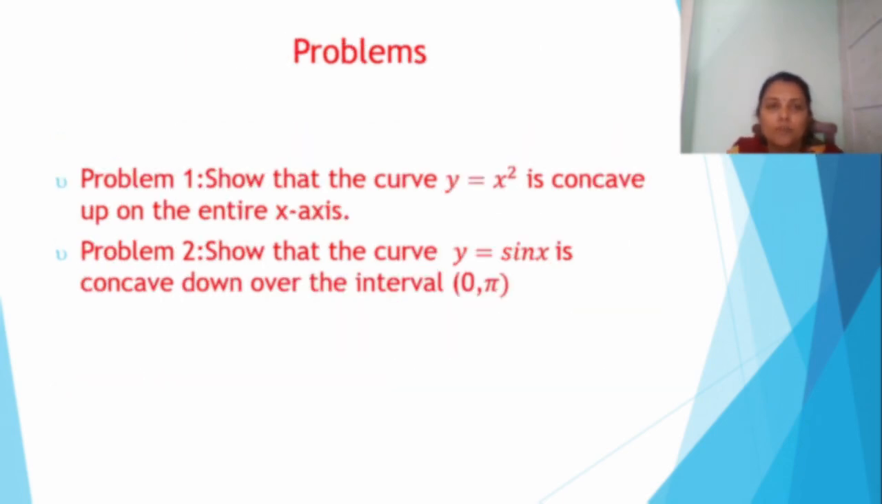So here we have two problems. The first problem is show that the curve y equal to x square is concave up on the entire x-axis. And the second problem is show that the curve y equal to sin x is concave down over the interval 0 to pi.